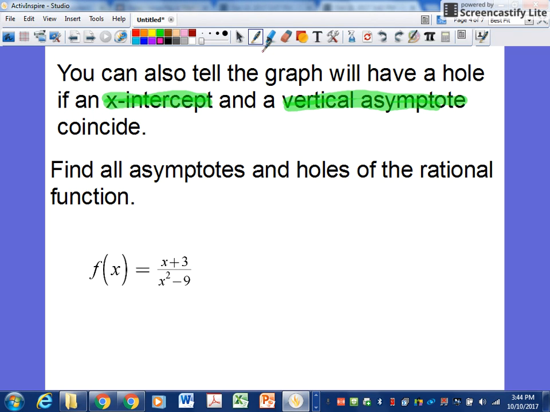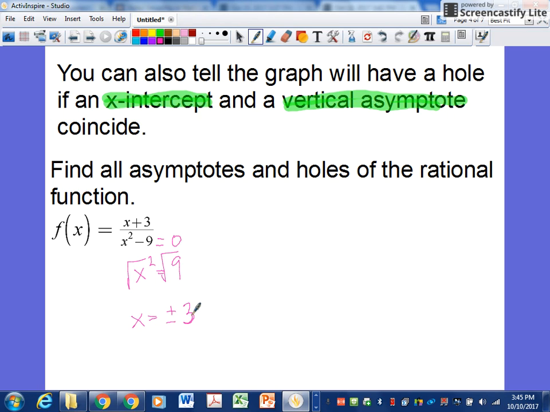So from before, we find the vertical asymptotes by setting your denominator equal to 0. So let's do that. 9x squared minus 9 equals 0. So x squared equals 9. So square rooting, we have x equals positive and negative 3. Okay, so we would have a vertical asymptote at positive and negative 3, but this also happens.